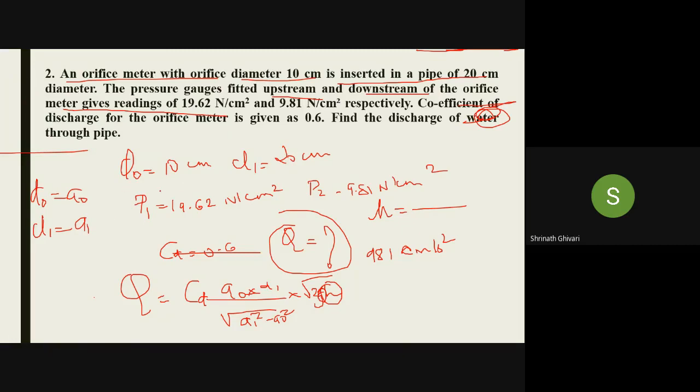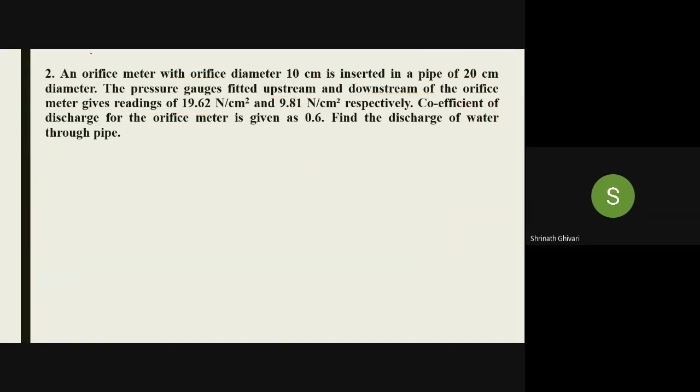See here, the question is like this. Listen to the question first. There is an orifice meter which is having 10 cm and 20 cm. This is area A1 and A0. The pressure at one is 19.62, pressure at another is 9.81. The coefficient of discharge is 0.6. Find the discharge of water flowing through the orifice meter. The equation is like this. I'll write the equation first. CD into A0 into A1 divided by square root of A1 square minus A0 square, into square root of 2GH. Do you agree with this expression?